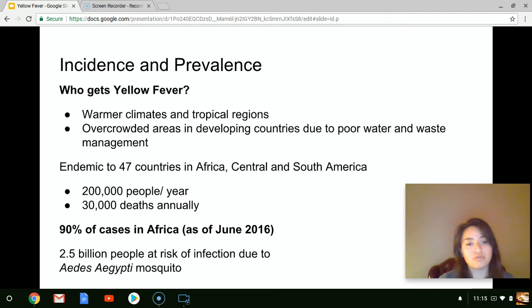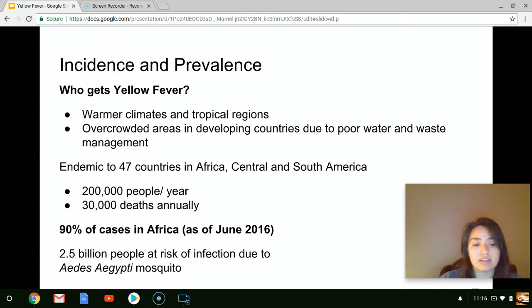Those who normally contract yellow fever live in warmer climates, because that's where mosquitoes tend to be. Also in overcrowded areas in developing countries, not so much because of the big population, but because the water and waste systems are very poor. Yellow fever virus is endemic to 47 countries in Africa, Central, and South America. An average of 200,000 people a year contract yellow fever virus, and 30,000 deaths occur annually. 90% of the cases occur in Africa, as of data from June 2016.